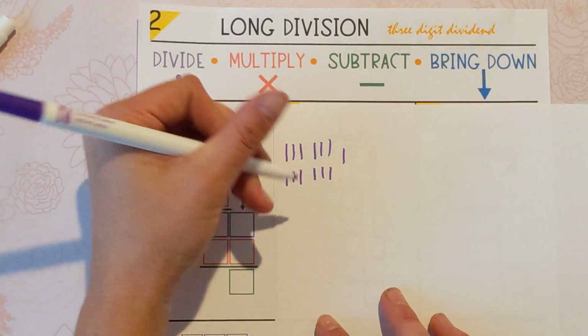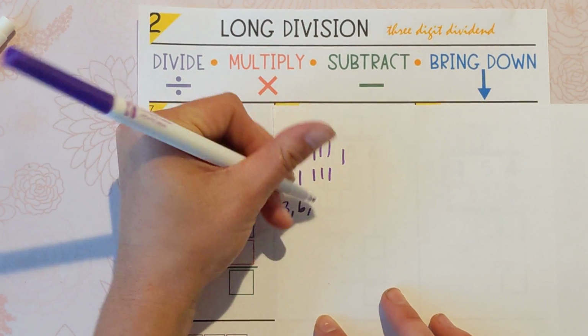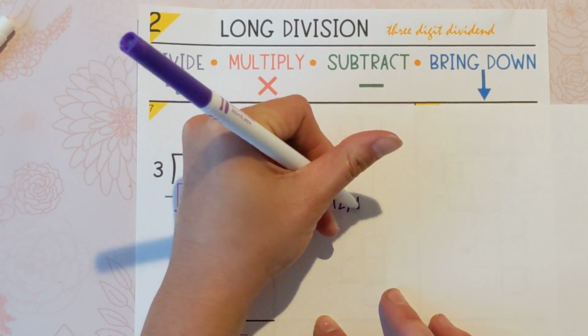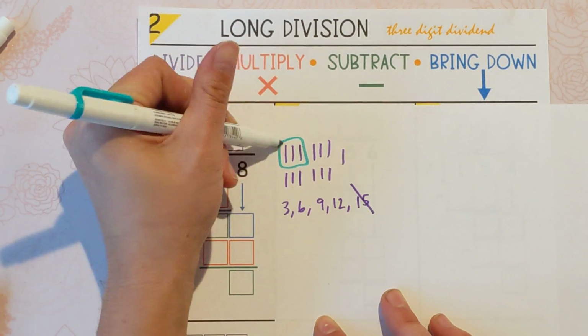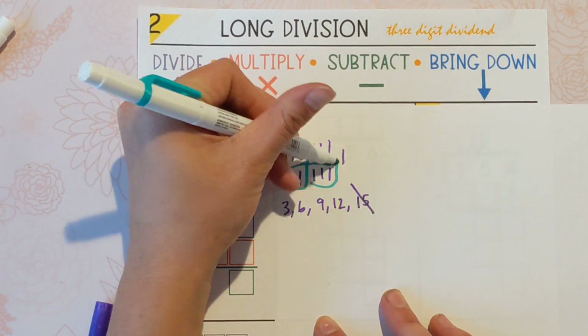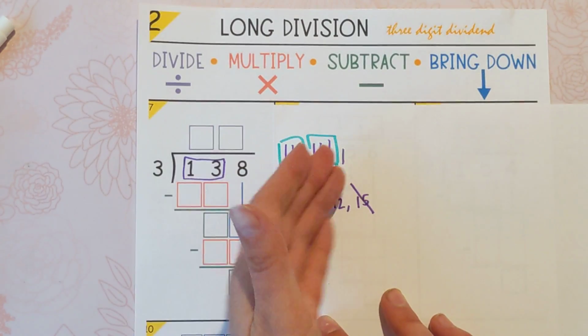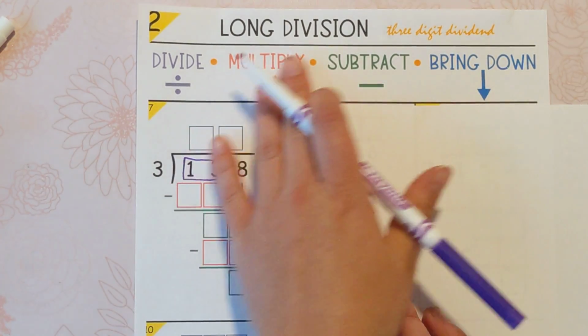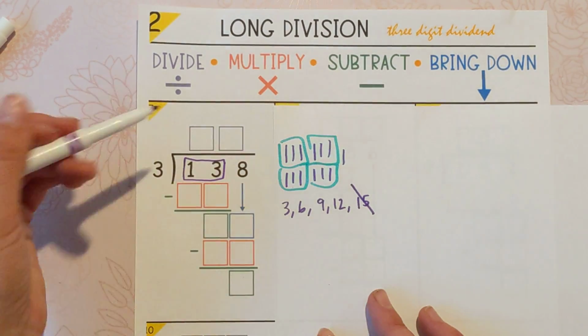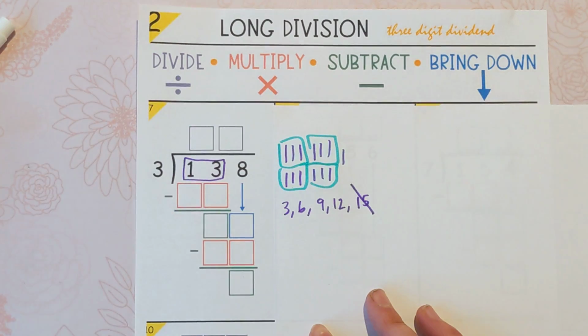Or my favorite way is to skip count my 3s and just see how close I get to 13 without going over. 1, 2, 3, 4. 3 goes into 13 4 times. And yeah, it's not perfect. There's something left over, but that's what the other steps are for. So you're just trying to see how close can you get.